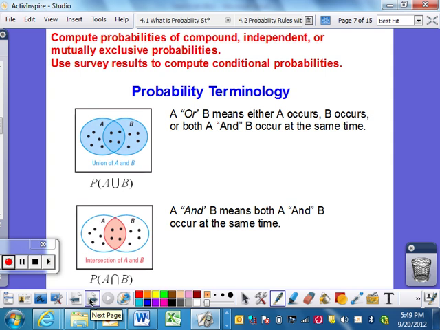So I just talked about this. I just wanted to point out that here are some notations. If I want the probability of A or B, that's the notation, A or B. If it's A and B, that's this notation down here, and that's when we're looking for the intersection of your Venn diagrams.